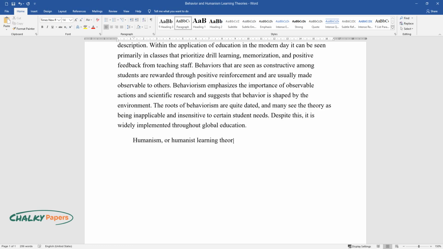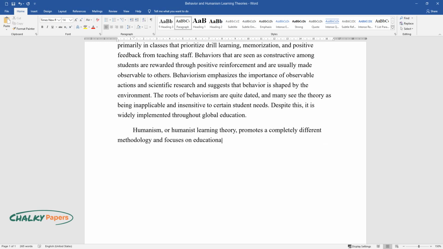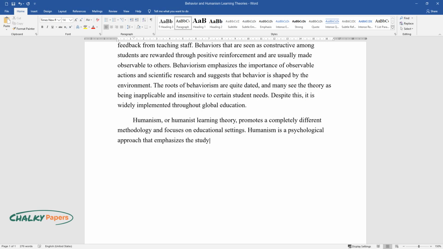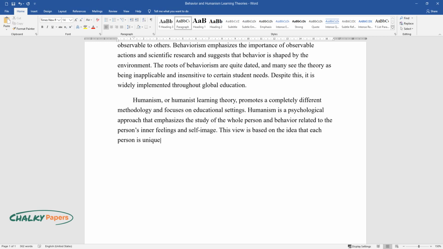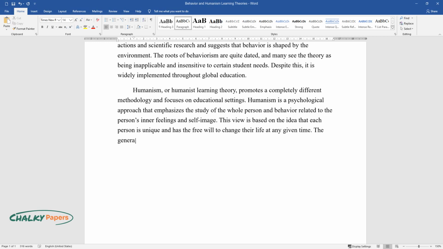Humanism, or humanist learning theory, promotes a completely different methodology and focuses on educational settings. Humanism is a psychological approach that emphasizes the study of the whole person and behavior related to the person's inner feelings and self-image. This view is based on the idea that each person is unique and has the free will to change their life at any given time.